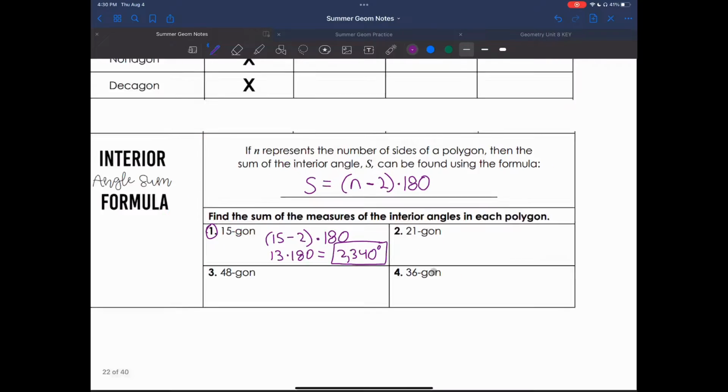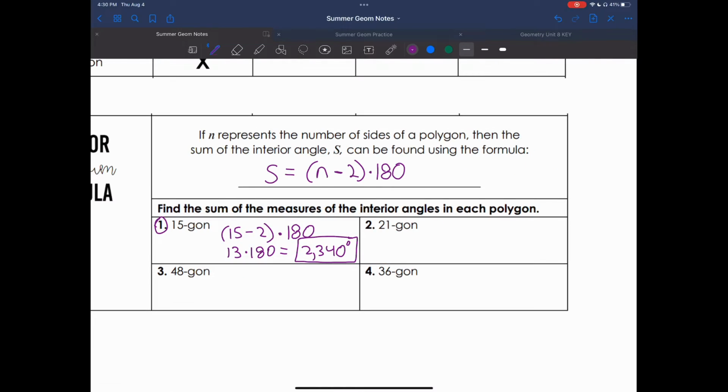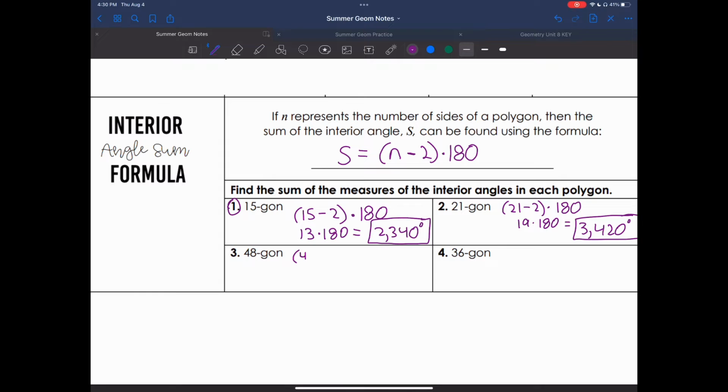Let's go through this. For a 21-gon, same process. I'm going to take 21 and subtract 2 and multiply that by 180. So I'm really doing 19 times 180 here. Calculator work, that's going to give us 3,420 degrees. And a couple more, but it's all the same process. For the 48-gon, we're going to take 48, that's how many sides there are, subtract 2, so that represents the number of triangles, times 180. And if we do that, that's going to give us a grand total of 8,280 degrees.